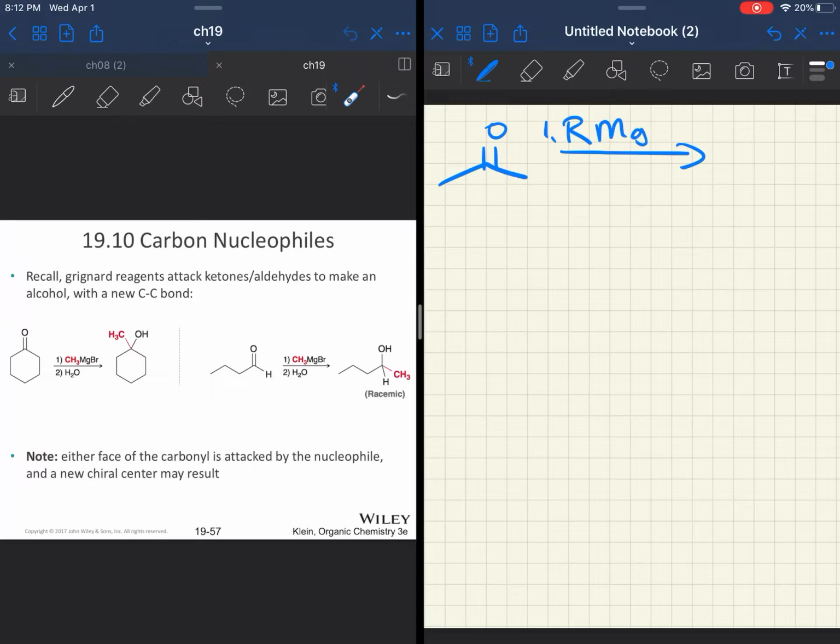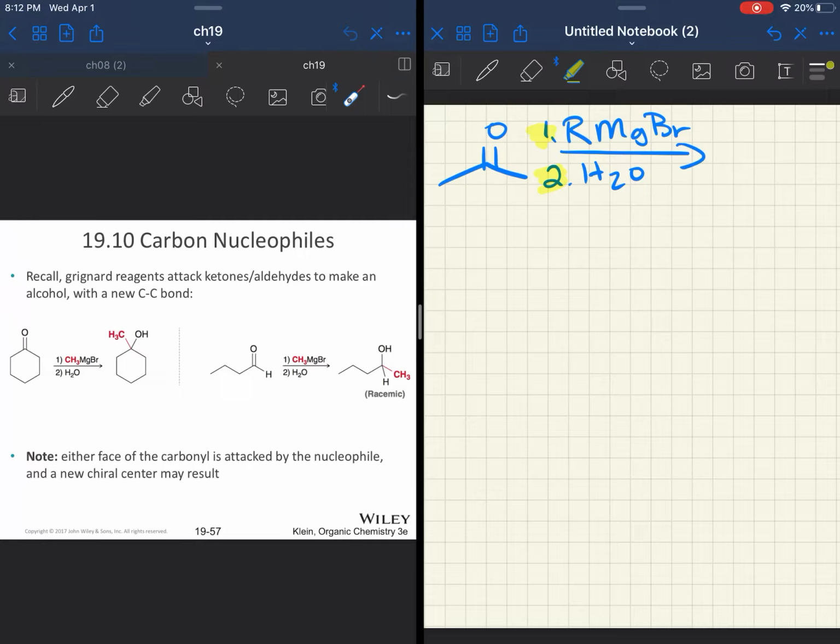I want to go ahead and just use an R group here because you can add a wide variety of R groups this way with your organometallic Grignard reagent, followed up with something to provide protons. You're frequently going to see H2O. You might see H3O plus. In lab, we used ammonium chloride.